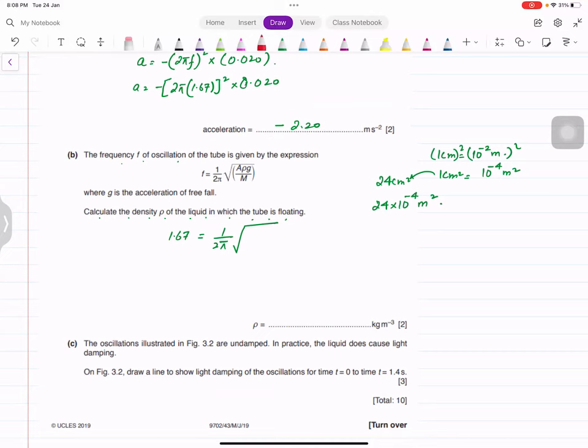Now let's put it in. 24 times 10 raised to the minus 4 multiplied by rho times 9.81 divided by mass, which was 0.23, I believe, right? And now you can solve this. So you can take the square, you can multiply here and there. Could you please tell me the answer?